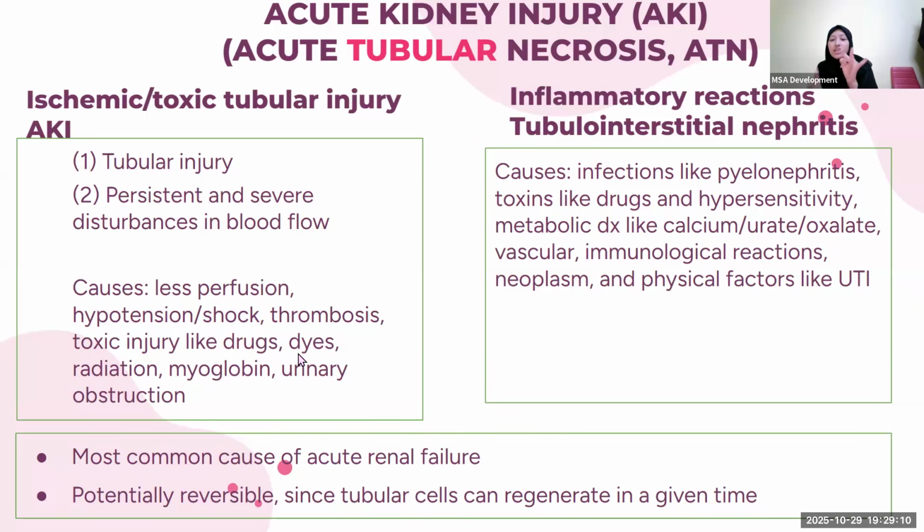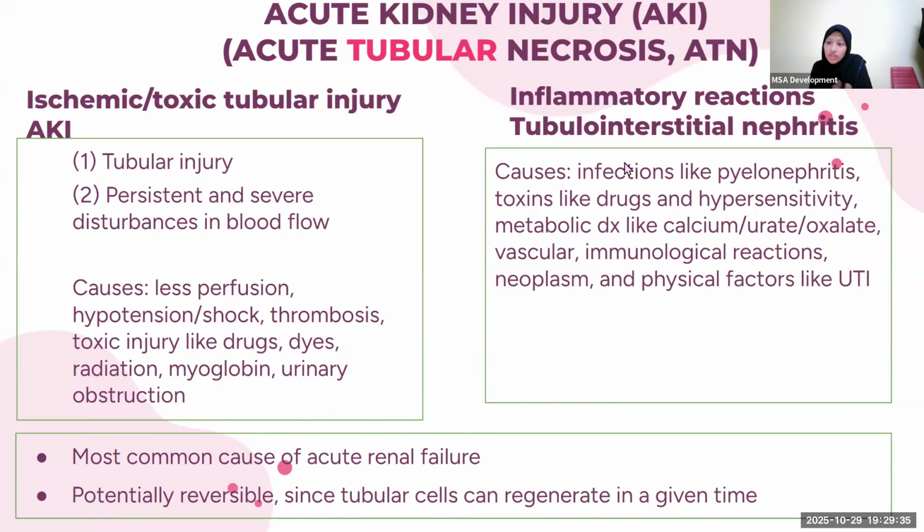Myoglobin too. If athletes, for example, exercise a lot, their muscles release myoglobin. It's actually toxic for the kidneys if it's produced a lot, and if the kidneys have to filter it out a lot, it will cause damage to the tubules. Okay, or urinary obstruction.